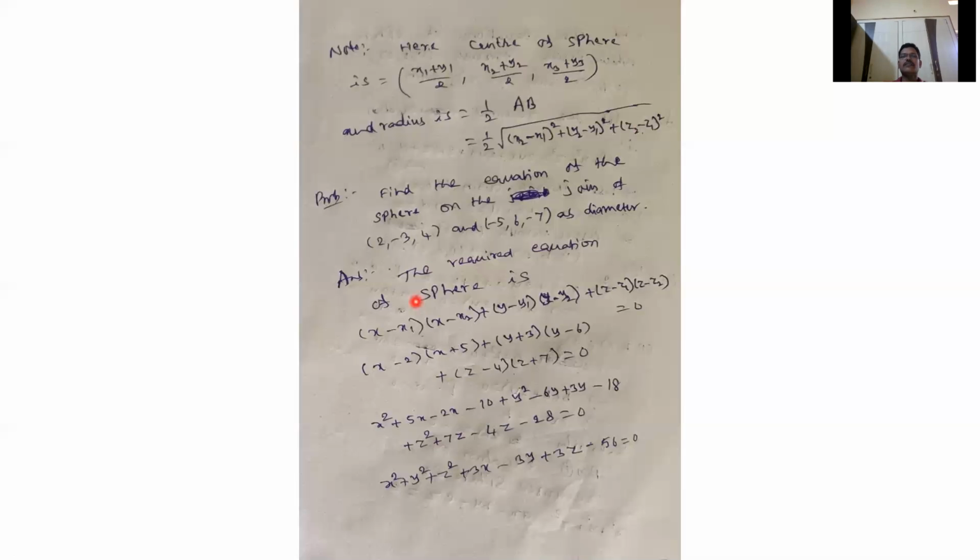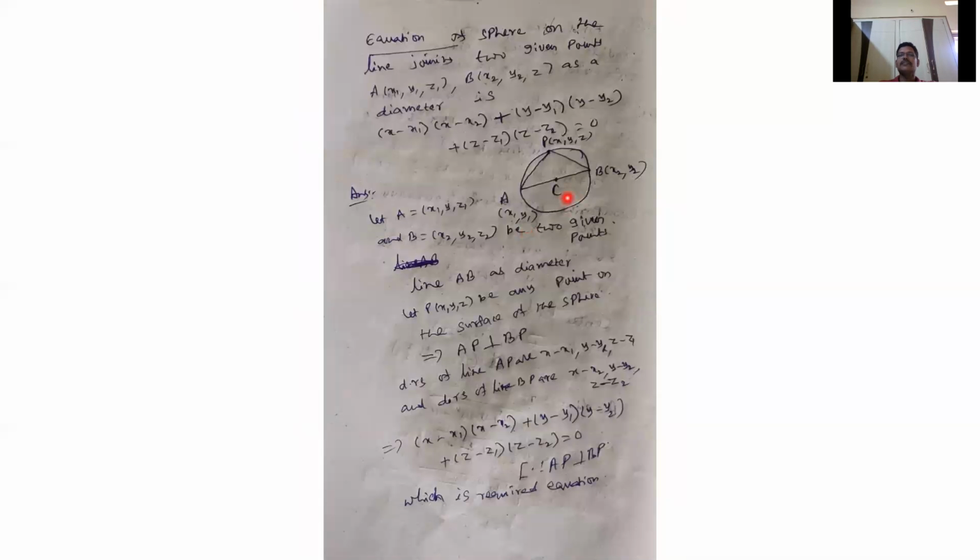Find the equation of the sphere on the line joining the points 2, minus 3, 4 and minus 5, 6, minus 7 as diameter, that is, the end points of the diameter. So here A is 2, minus 3, 4 and B is minus 5, 6, minus 7.